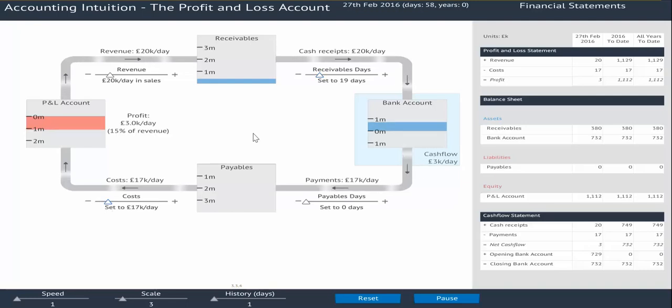The same concept holds true if costs have been introduced. So now, let's say £17,000 per day of costs and payables days of 14 days, so 14 days before a business is having to pay its employees and suppliers. So now we see, in addition to the red equity balance, we see a red liability building up in the payables tank. But because of double entry bookkeeping, the amount of blue always matches the amount of red. The amount of assets is always matched by the amount of equity and liabilities.